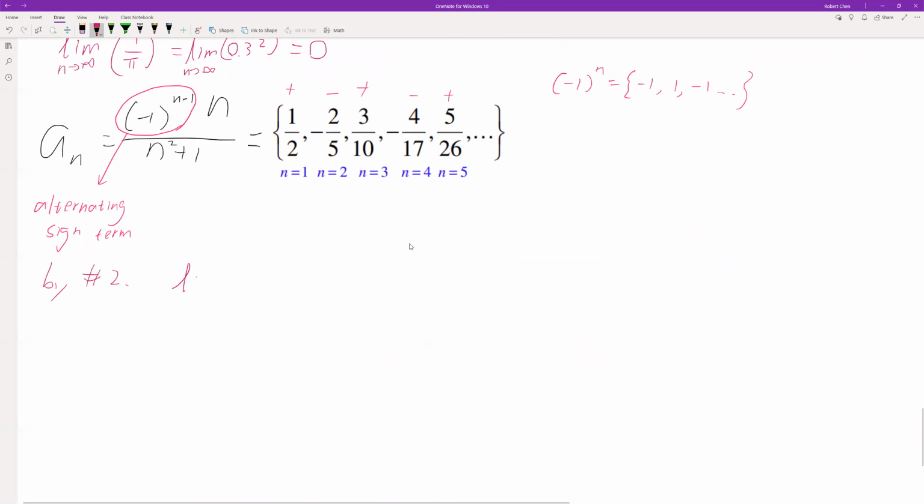By number 2, we can take the limit as n approaches infinity of the absolute value of this formula, meaning we can ignore the alternating factor, just by doing n over n squared plus 1. In this case, the degree in the denominator is higher than the degree in the numerator, meaning it's going to go to 0. So we have shown that when we take the limit of the absolute value of the sequence and it goes to 0, then we can say that the limit of a_n, the sequence, is also 0. Therefore, it is convergent.